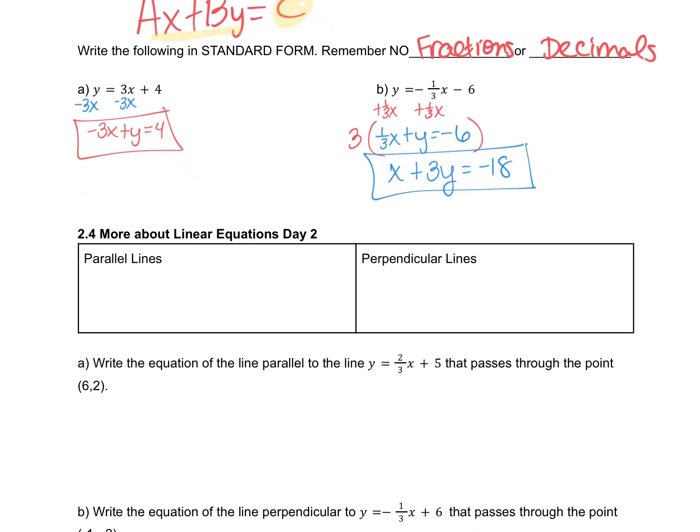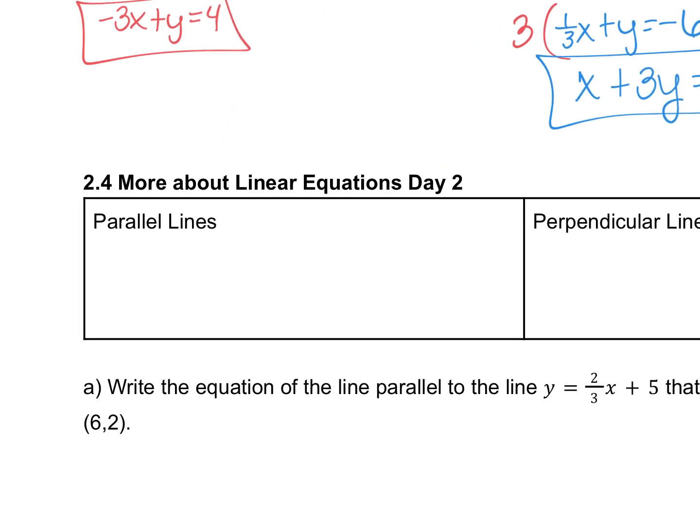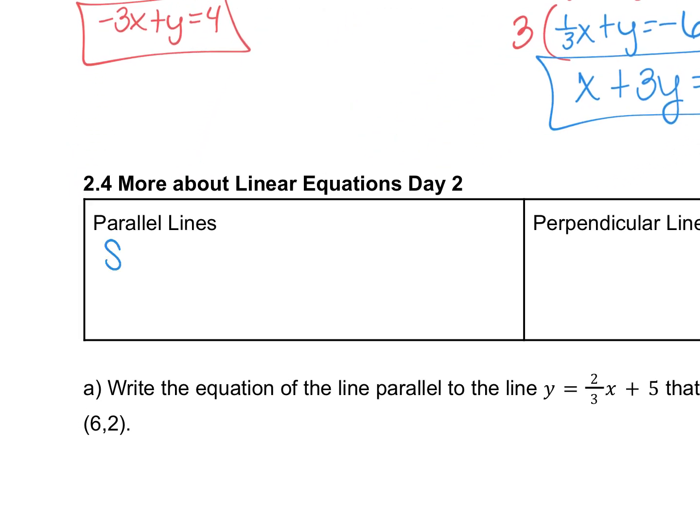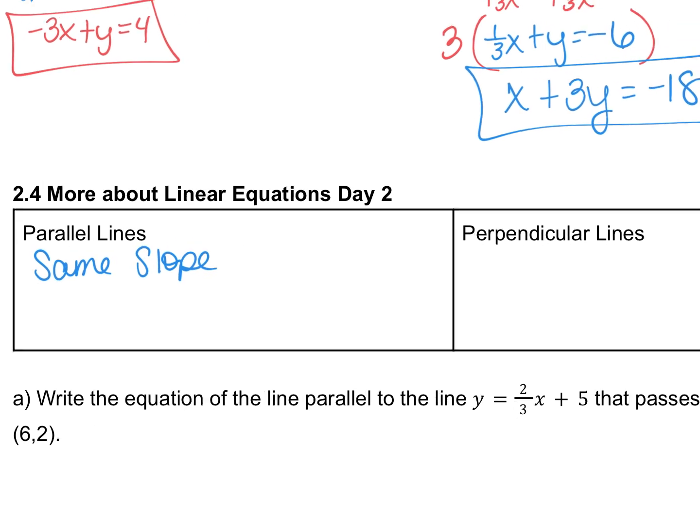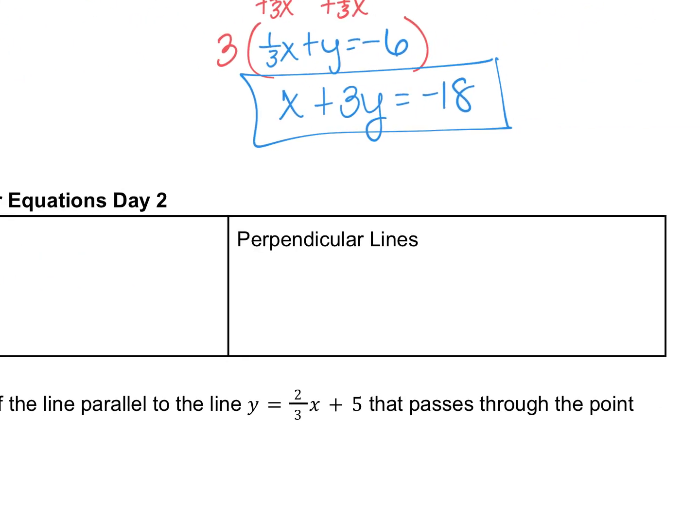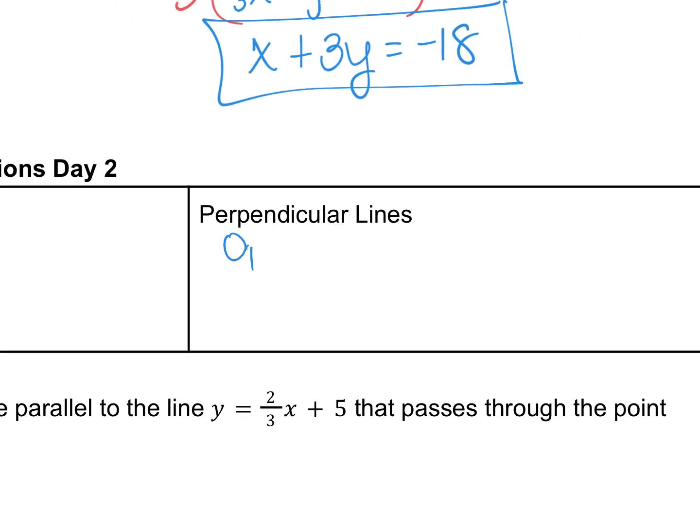Okay, so now section 2.4, parallel lines. What do you remember about those? They have the same slope. Okay, those are the easy ones. Perpendicular are a little bit different.